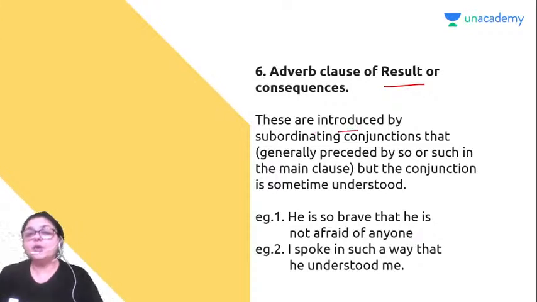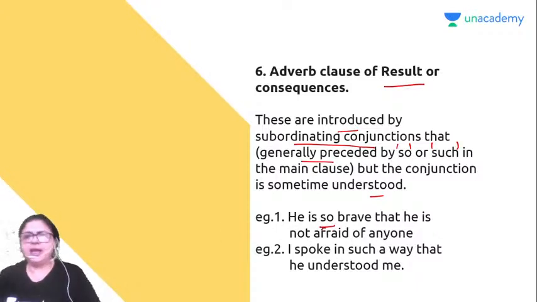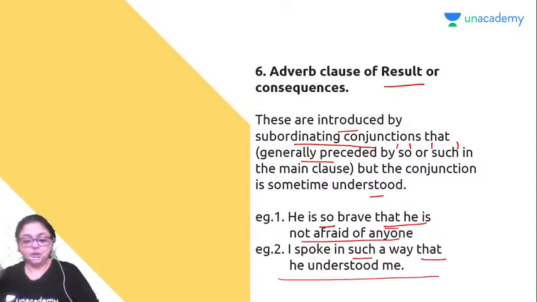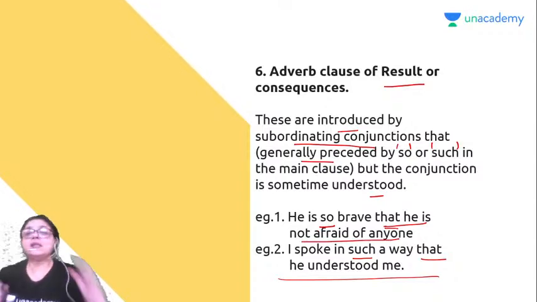These are introduced by subordinating conjunctions that are generally preceded by so or such in the main clause, but the conjunction is sometimes understood. Okay, now let us understand the example. He is so brave that he is not afraid of anyone. Okay, and I spoke in such a way that he understood me.